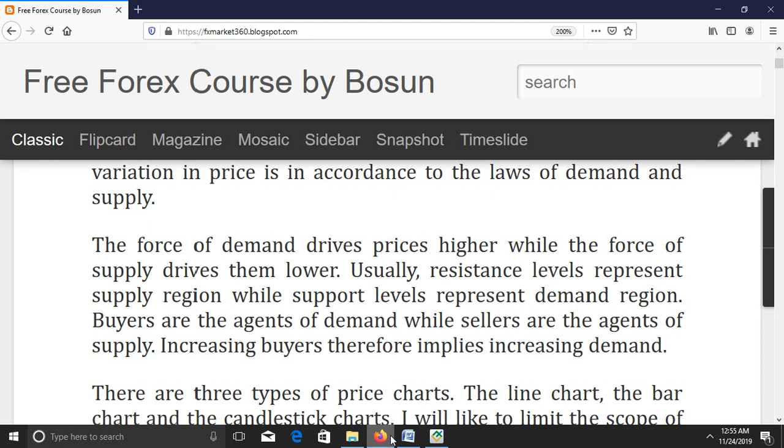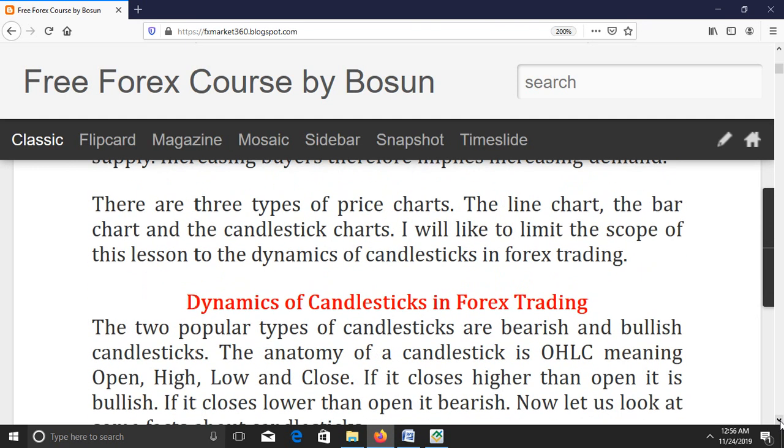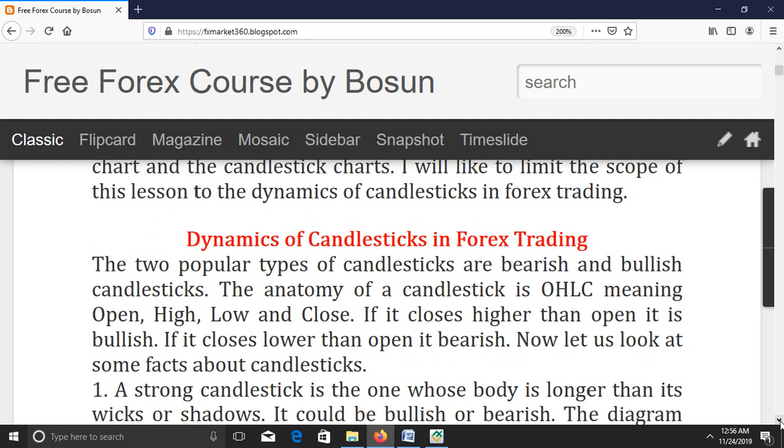So when we say buyers, they are the agents of bullish pressure, while sellers are the agents of bearish or selling pressure. Right, now there are three types of price charts: the line chart, the bar chart, and the candlestick chart. I'd like to limit the scope of this lesson to the dynamics of candlesticks in forex trading, for a special reason, because in the future we're going to look at every other part.